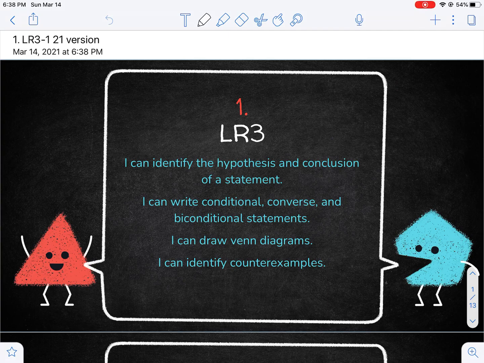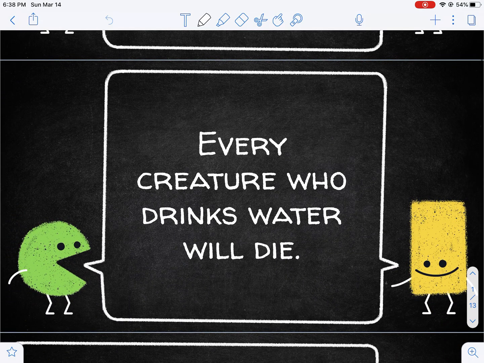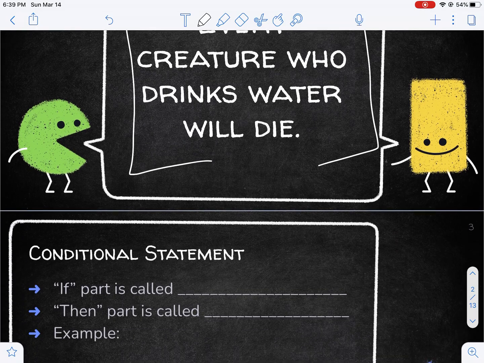On LR3-1, we'll identify the hypothesis and conclusion of statements, write conditional, converse, and biconditional statements, draw Venn diagrams, and identify counterexamples. So we're going to use this as kind of our base point for all of these definitions as we're finding examples. So every creature who drinks water will die. Really overdramatic, but technically true.